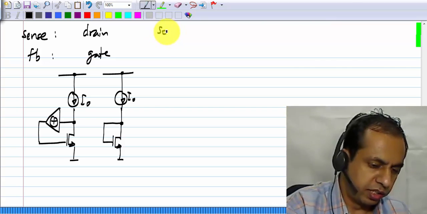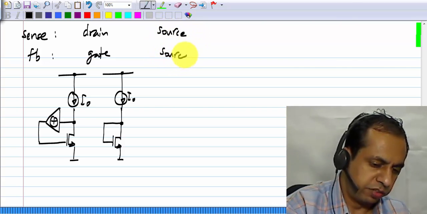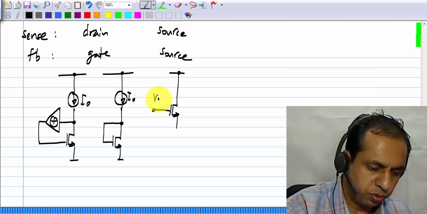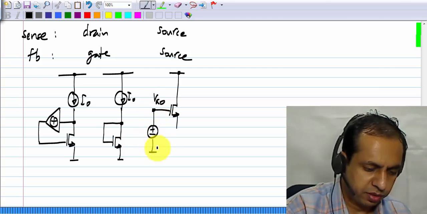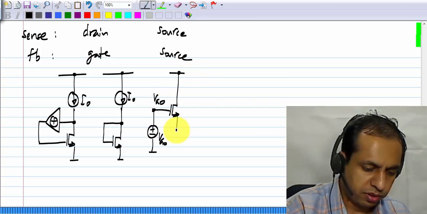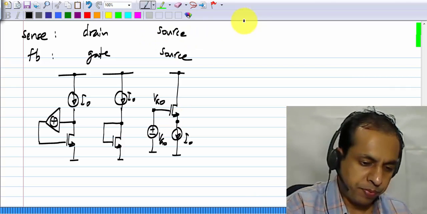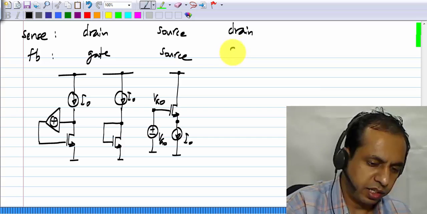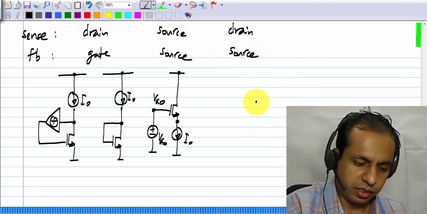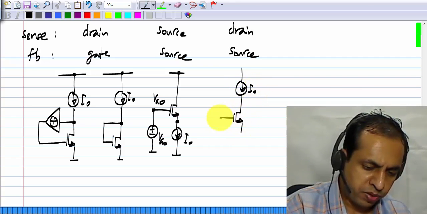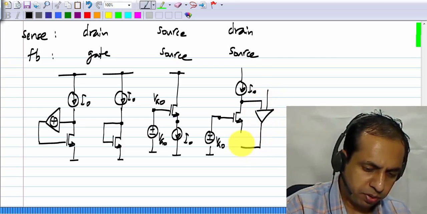And we also looked at sensing at the source and feeding back to the source, where the gate is biased at a fixed voltage VG0. So it really means that I have a voltage source VG0, or it's derived from a voltage divider and so on. I have I0 here. Then we looked at sensing at the drain and feeding back to the source, where we connect the current source to the drain. The gate is biased at some VG0, and an example was to use an op-amp.